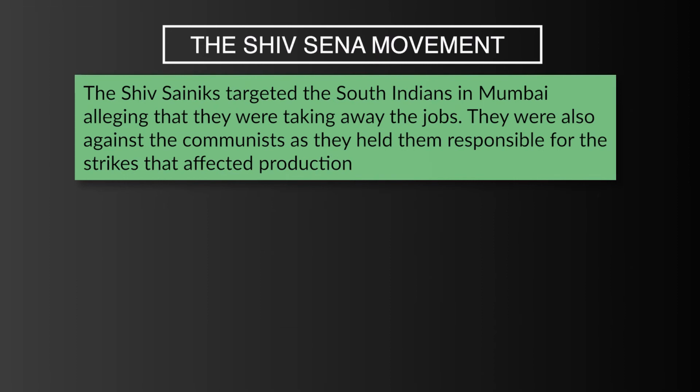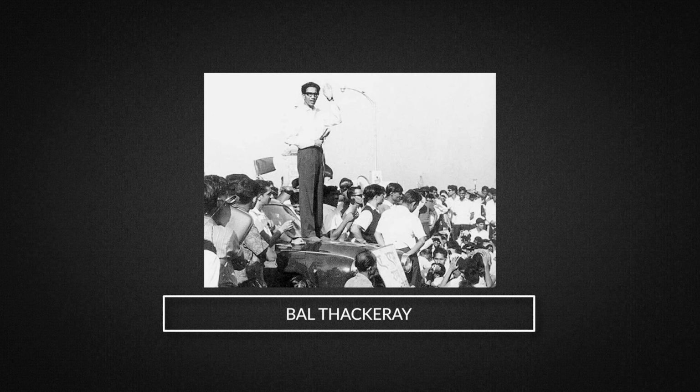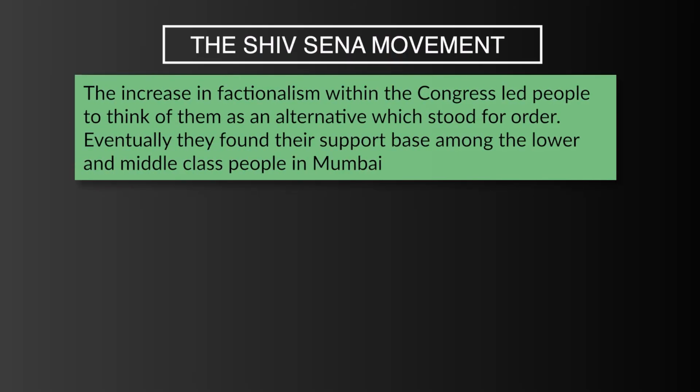The Shiv Sainiks also targeted the South Indians in Mumbai, claiming that they were taking away the jobs. They were also against the communists because they felt that the communists were responsible for strikes and that affected production. Bal Thackeray, and under his leadership, the Shiv Sena was able to bring in a number of concessions for the workers from the government, and they did not stop from engaging in violence. Eventually, the Shiv Sena found a lot of support amongst the lower and middle class people in Mumbai.